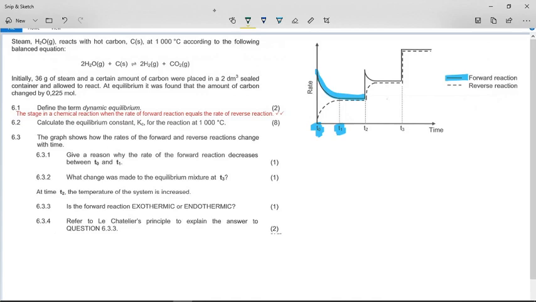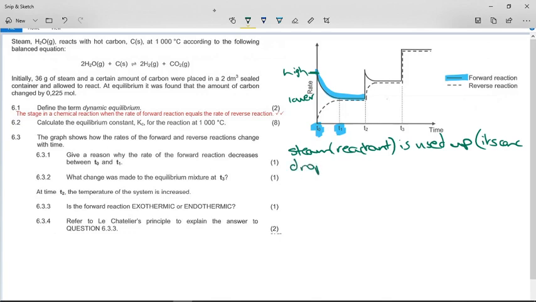So it says to you, why is the rate of the forward reaction decreasing? Look here, it was very high, okay, and then it went lower over here. What is happening is the steam, which is a reactant, is being used up. And so if the steam is used up, it means its concentration drops, and if the concentration drops, the rate of reaction decreases. So that is why it is decreasing. The main reason is a reactant is being used up.